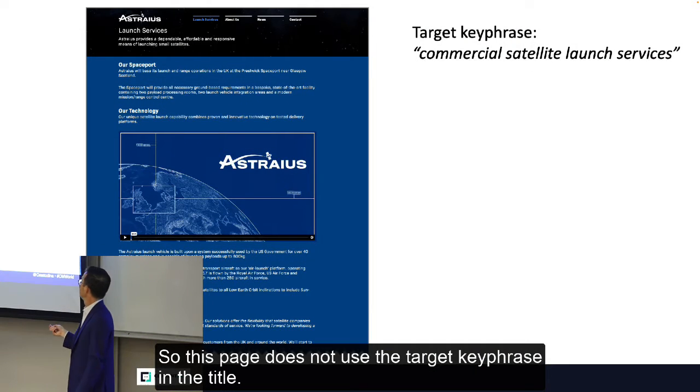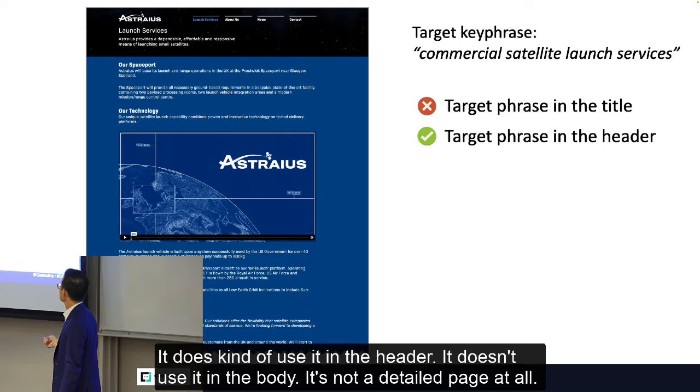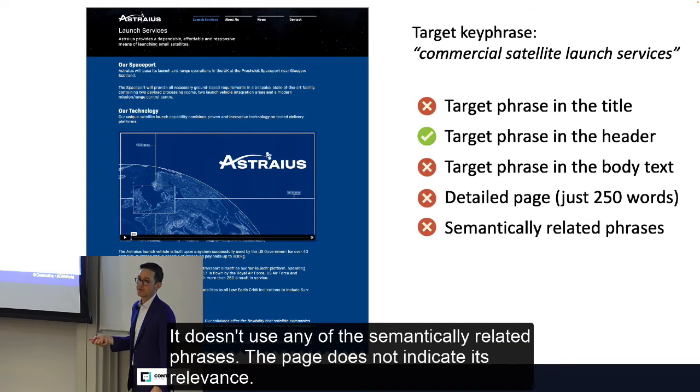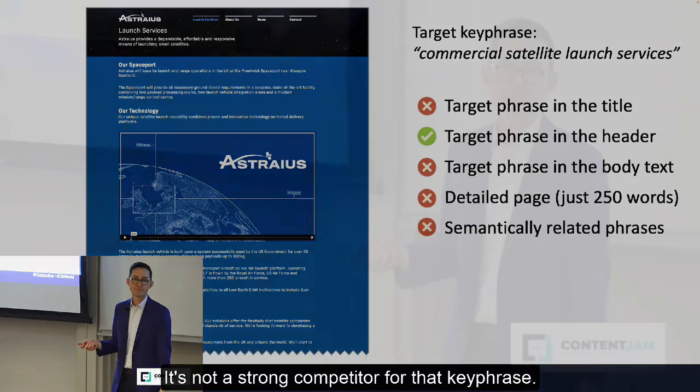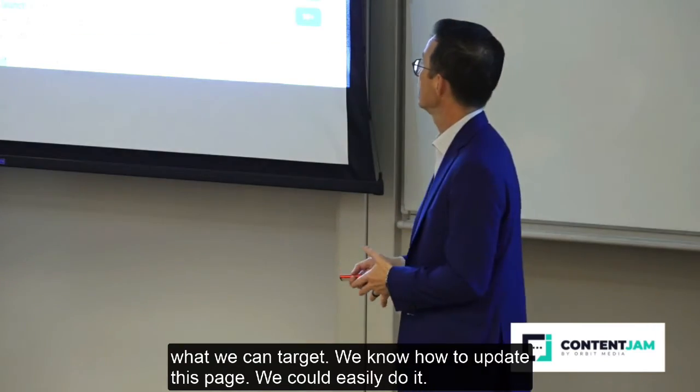So this page does not use a target key phrase in the title. It does kind of use it in the header, doesn't use it in the body. It's not a detailed page at all. Doesn't use really any of the semantically related phrases. This page does not indicate its relevance. It's not a strong competitor for that key phrase. But we know now what we could target. We know how to update this page. We could easily do it.